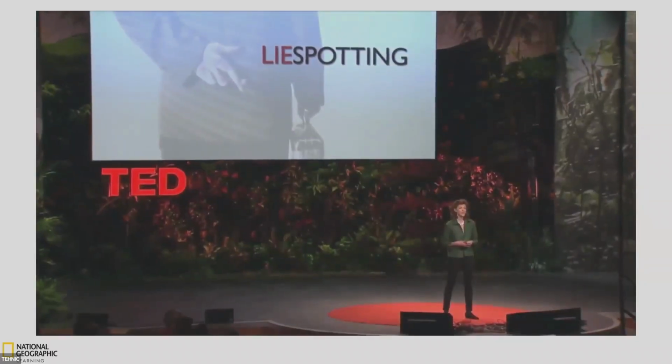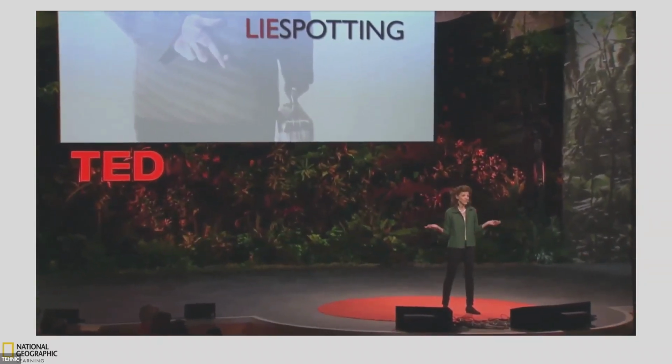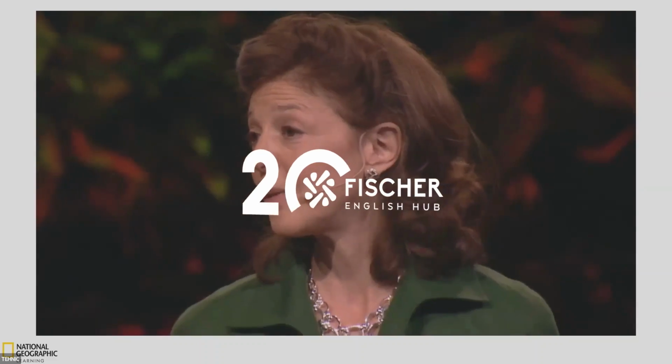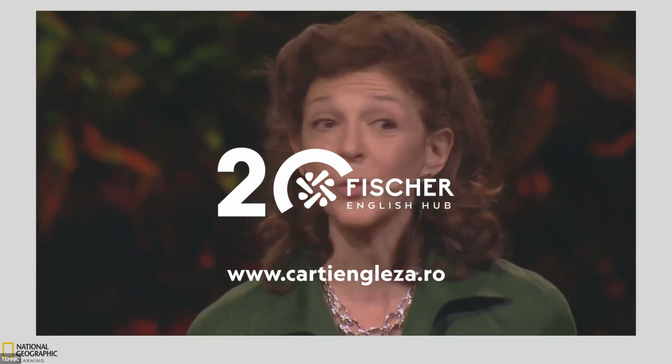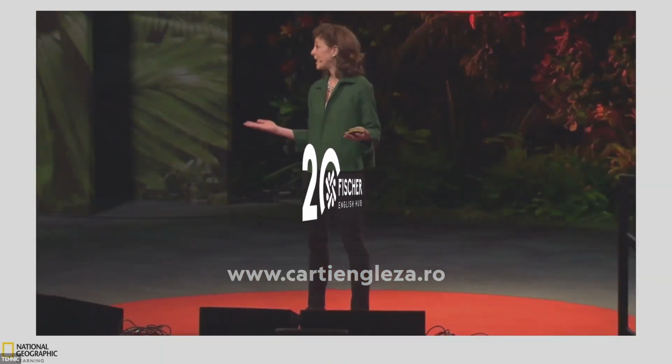Trained lie spotters get to the truth 90% of the time. The rest of us were only 54% accurate. Why is it so hard to learn? Well, there are good liars and there are bad liars. There are no real original liars. We all make the same mistakes. We all use the same techniques.